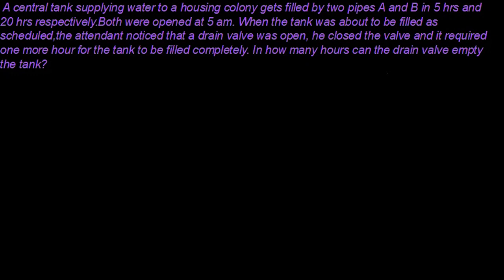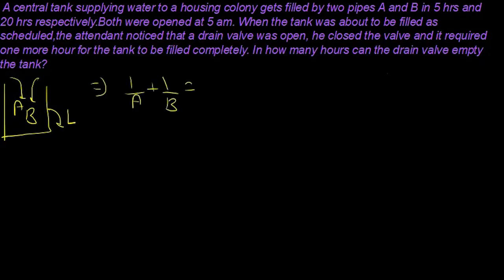Okay, so what do we have to find out? We have to find out the capacity or leakage capacity of the drain valve. So actually what is the problem right now? There are two filler pipes, let's say A and B, and there is a leakage pipe, L. So what he was expecting is 1 upon A plus 1 upon B.